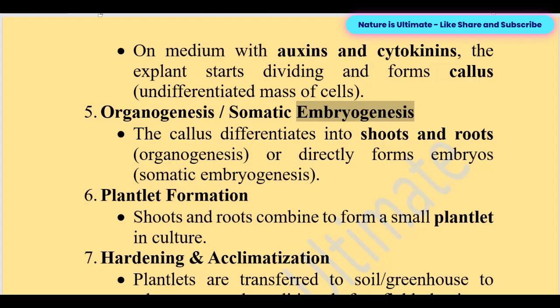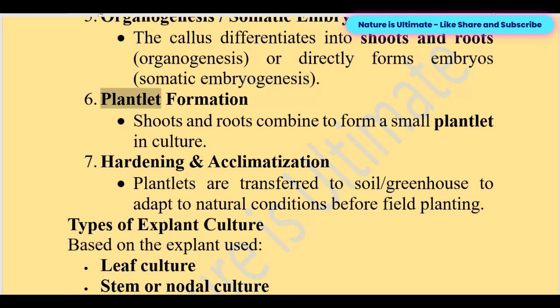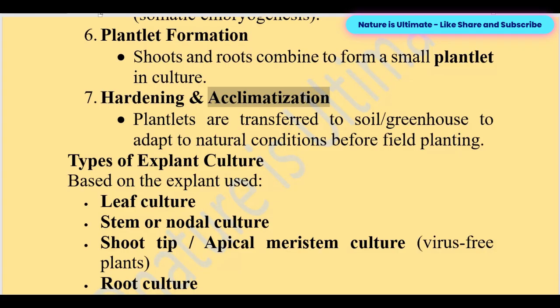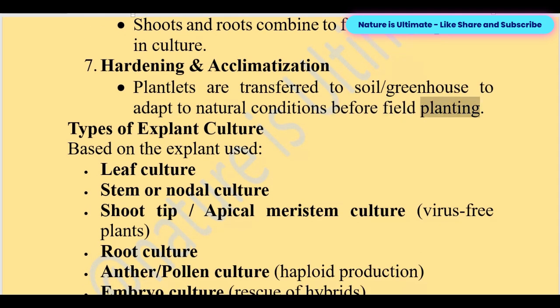Organogenesis/somatic embryogenesis. The callus differentiates into shoots and roots, organogenesis, or directly forms embryos, somatic embryogenesis. Plantlet formation. Shoots and roots combine to form a small plantlet in culture. Hardening and acclimatization. Plantlets are transferred to soil/greenhouse to adapt to natural conditions before field planting.